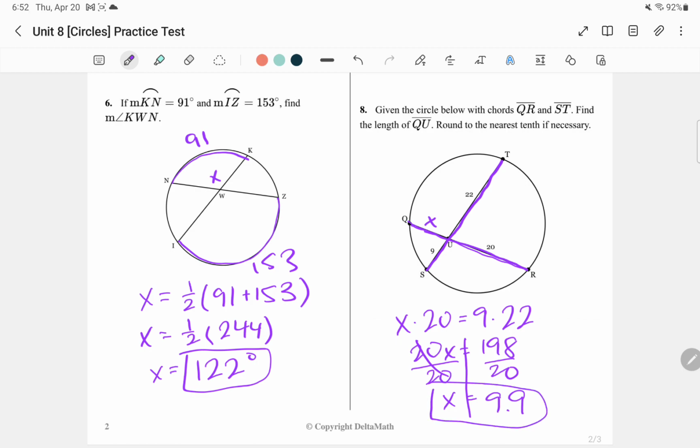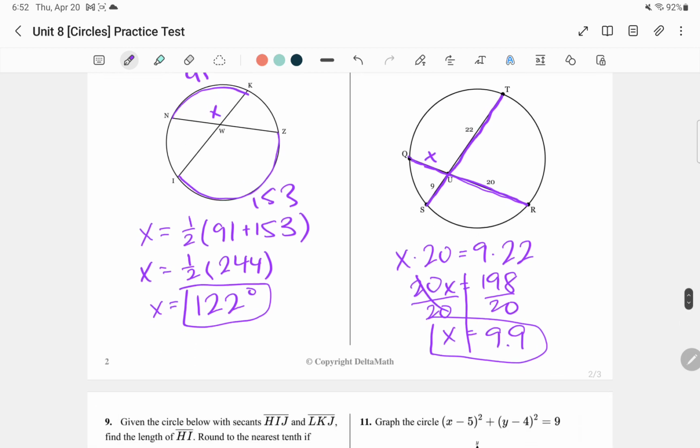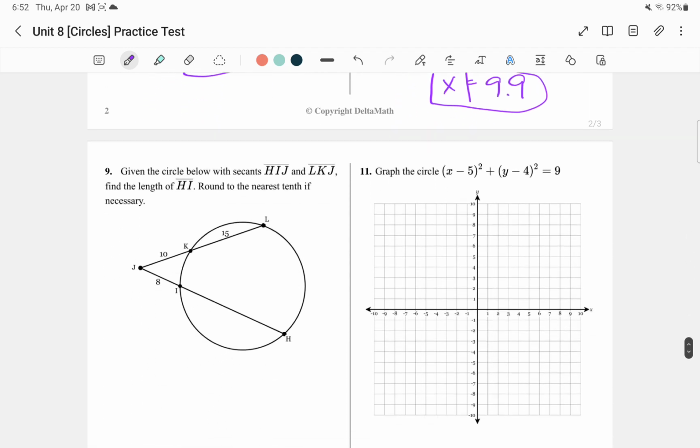And that one is done. All right, I think we have a few more. Yep, I think this last page here.